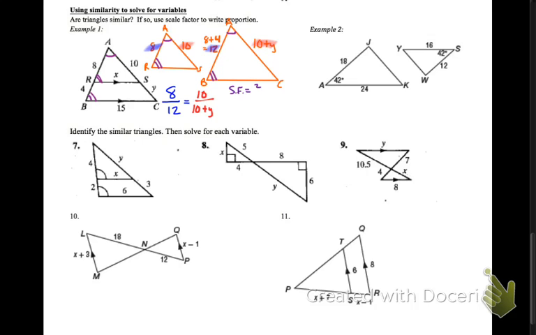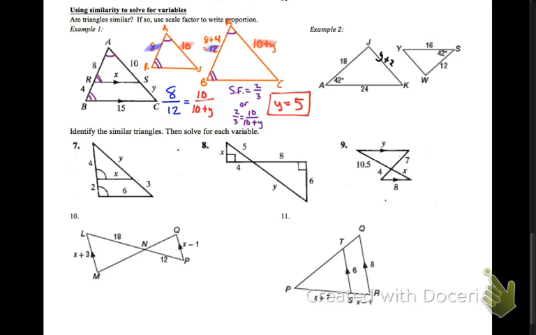To make life easier, 8 over 12, that creates our scale factor 2 to 3. So you don't have to use 8 over 12 in your equation. You can simply write 2 over 3 equals 10 over 10 plus y and solve that. You should know how to solve it. Do it. Like really, go solve it. You should have gotten that y is equal to 5.